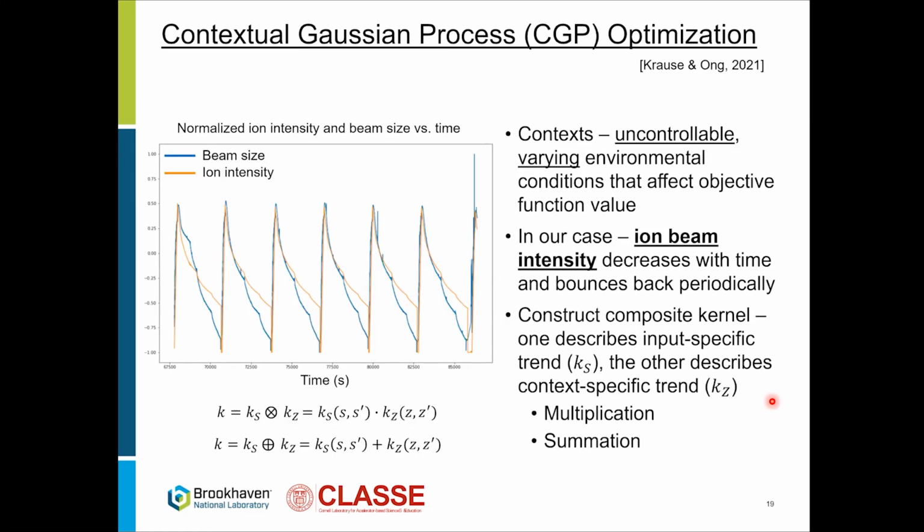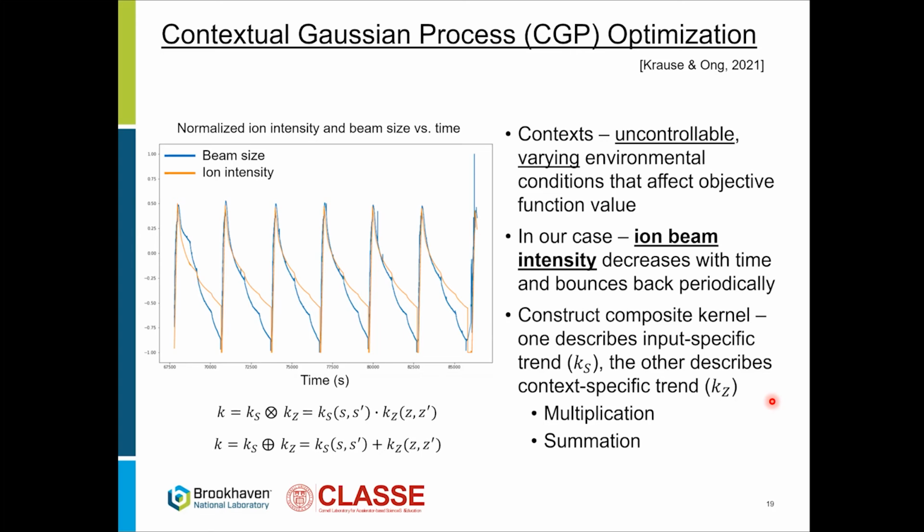The second method that we would like to briefly introduce here is called contextual Gaussian process optimization. The context here we define as an uncontrollable but varying environmental factor that will affect the objective function value. For example, in our case, one possible context that might affect our cooling rate is the ion beam intensity, which decreases with time, and then we bounce it back periodically, as you can see from the picture on the right. To take these factors into account, we can construct a composite kernel.